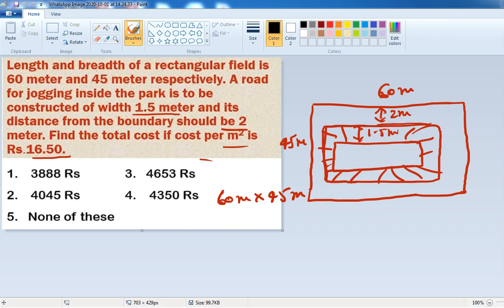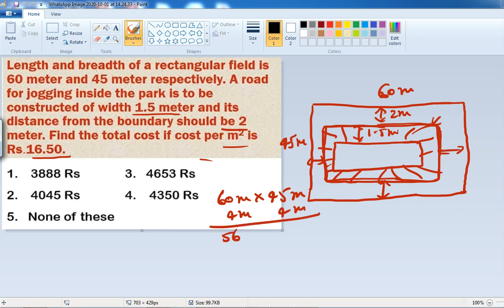Okay, so this is the outer boundary. Now what will be the length and breadth of the outer rectangle of this road? Just subtract 2 plus 2, 4 meters from the length, and 2 plus 2, 4 meters from the breadth. Then you will get 56 meters into 41 meters. So this is the area of the outer rectangle.